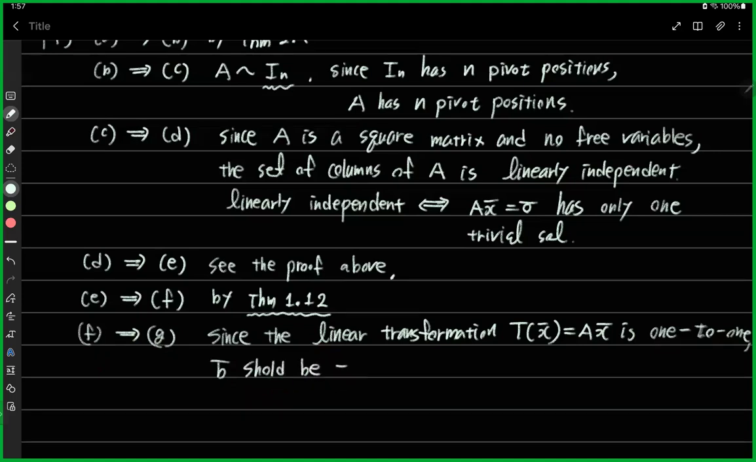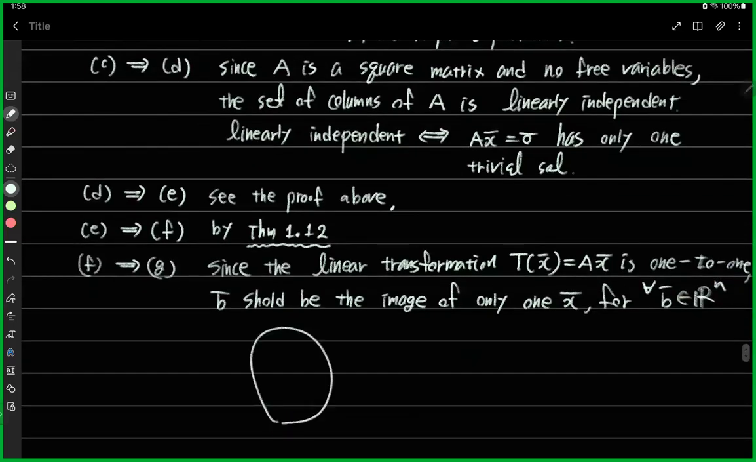Then b bar should be the image of only one x bar, for any b bar. That symbol means arbitrarily, or any. For any b bar in R^n, the b bar should be the image of only one x bar because the transformation is one-to-one. So here's what that means. Let's say this is the domain.